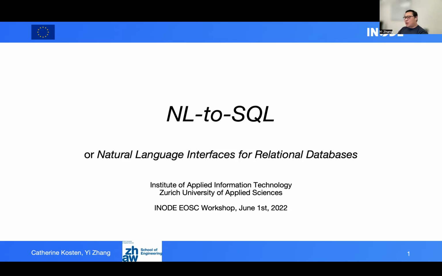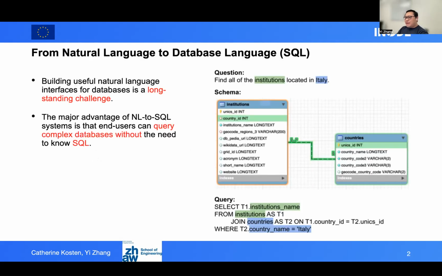I would like to introduce our natural language interface for relational databases, also known as NL-to-SQL. Nowadays, everyone is used to asking Google to search for any information in their own natural language. However, it is challenging to search in a relational database system with natural language, since relational database systems only support the structured query language, also known as SQL.